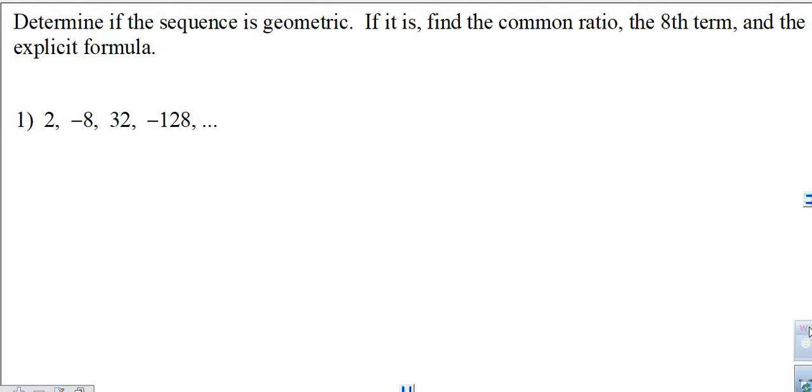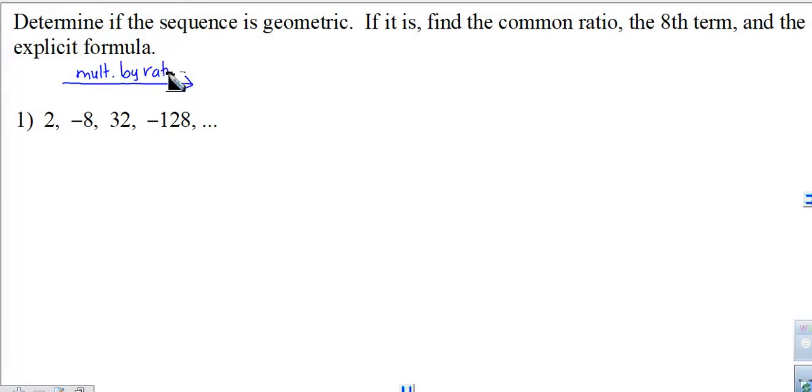In this first example, it asks us to determine if the sequence is geometric. The best way to do this is to first look and see, does it have a common ratio? One thing that you need to know about geometric sequences is if you want to progress from one term to the next, as you are going to the right, you are actually going to be multiplying by a common ratio.